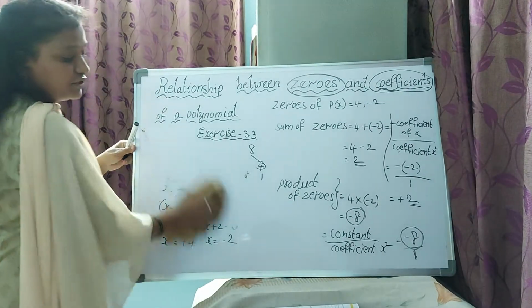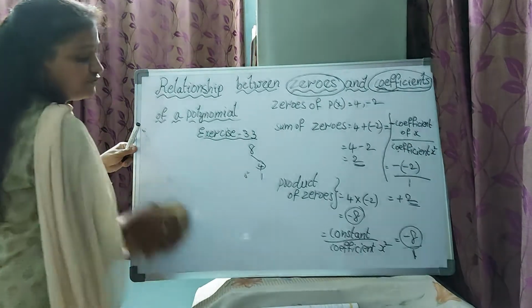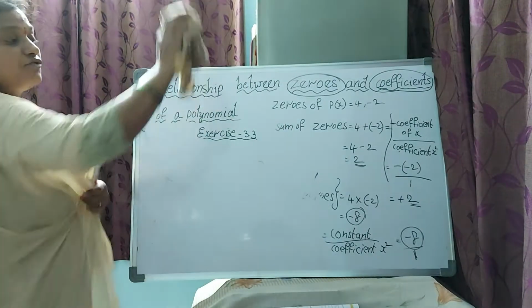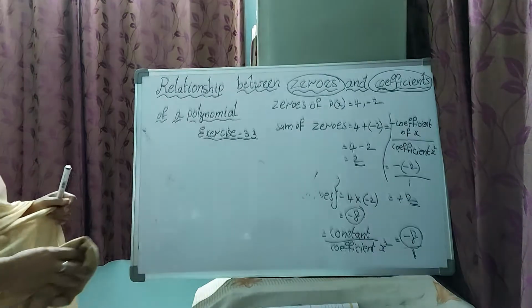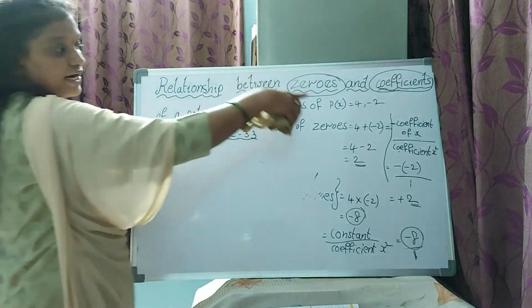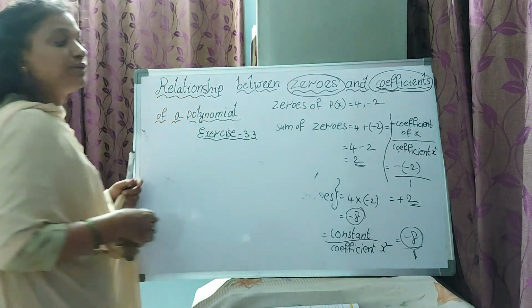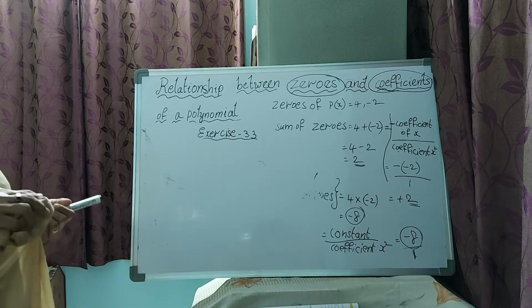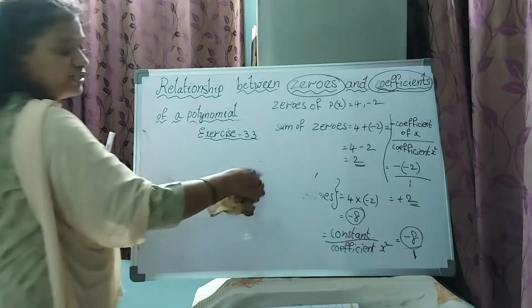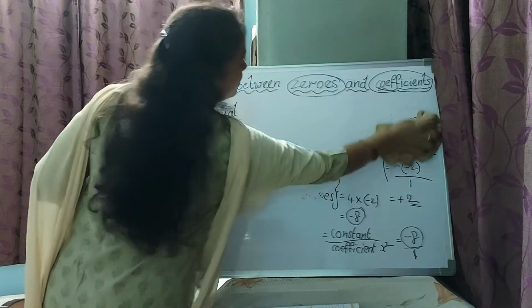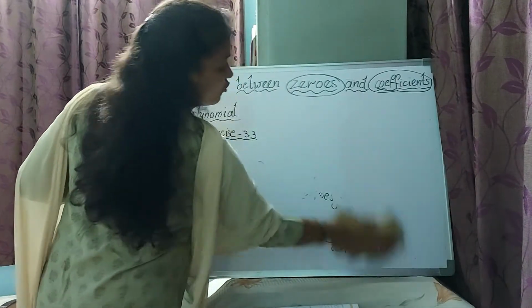Second one, third one, you do it as homework. We'll go for the fourth one. Same like that only. In the same way, you have to first find out the zeros of the polynomials, and then you have to see the sum of the zeros, and then you write the formula minus coefficient of x by coefficient of x square. Then for the product of zeros, you have to first find the product, and then you verify whether they are equal or not. In this way you have to find out. We'll see the fourth one.